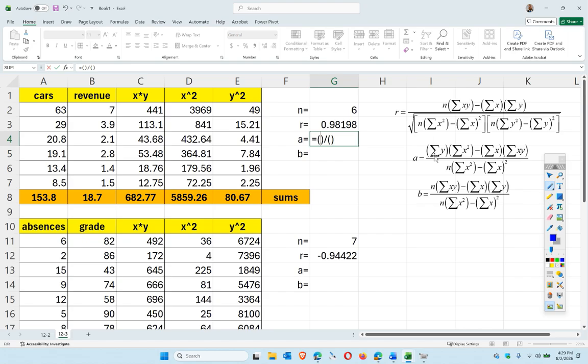All right, so the first thing here is y times x squared, minus x times xy. Okay, and in the bottom I have n times x squared, minus x to the second power.